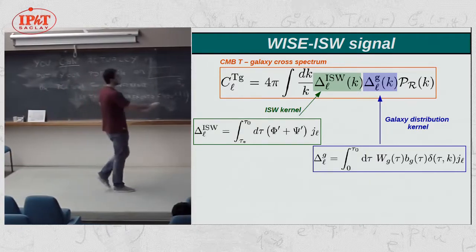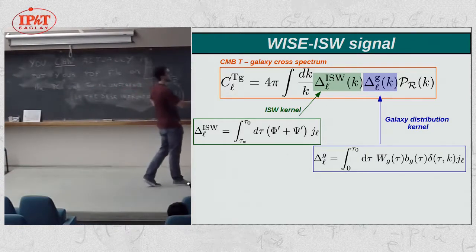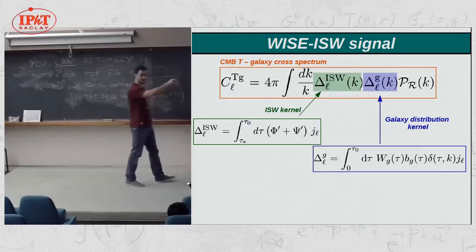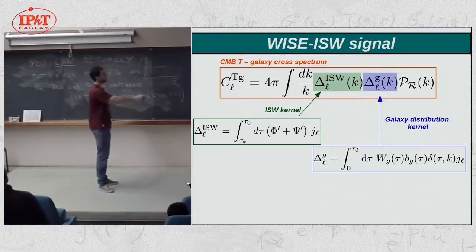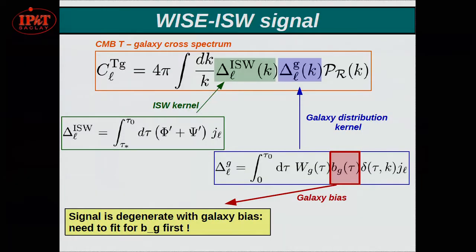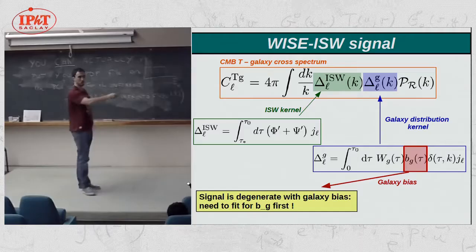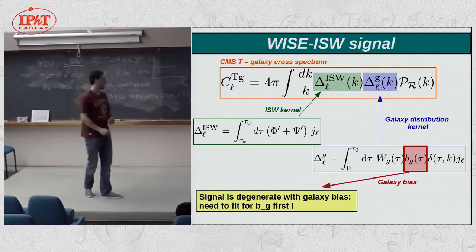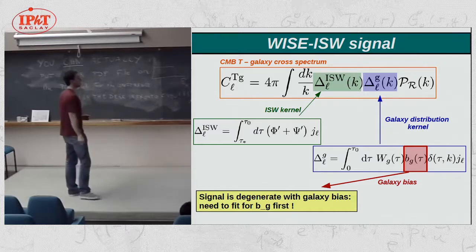Here, this W function is just the redshift selection function of the WISE galaxies, how they are distributed along the line of sight. They also have here this bias parameter of the galaxies, which we do not know. If you trace everything back, the amplitude of the ISW signal is proportional to the bias. And if you do not know the bias, the 2 things would be degenerate. So we need to find a way of fitting for this galaxy bias first.